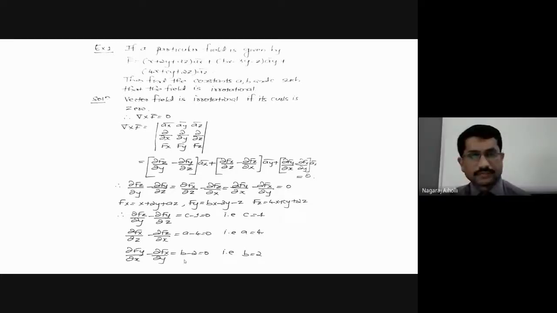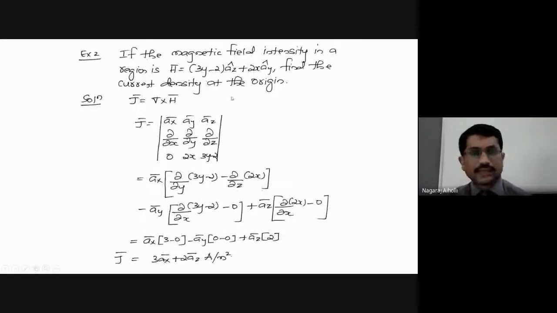Right. Okay. The second example: if the magnetic field intensity in a region is h bar is equal to 3y minus 2 az cap plus 2x ay cap, find the current density at the origin. This az cap and ay cap are as good as az bar and ay bar. In some books they use the notation az cap and ay cap, and in some books they use the notation az bar and ay bar. Both are one and the same. The magnetic field intensity in a region is h bar is equal to 3y minus 2 into az bar plus 2x ay bar. Find the current density at the origin.